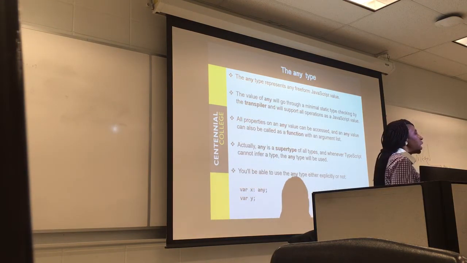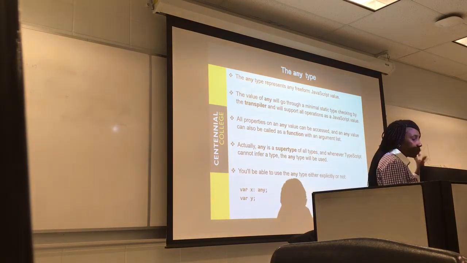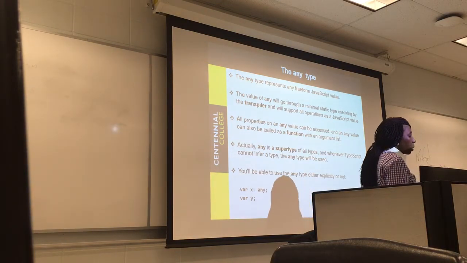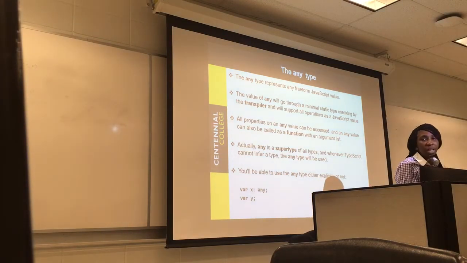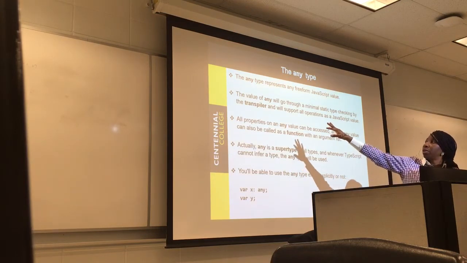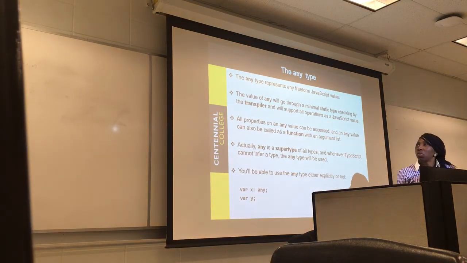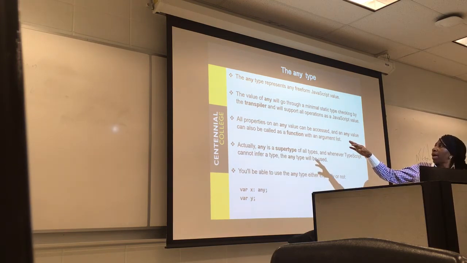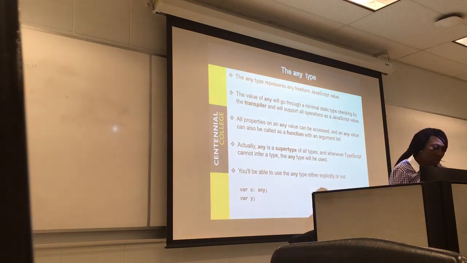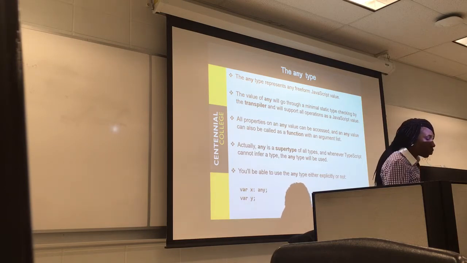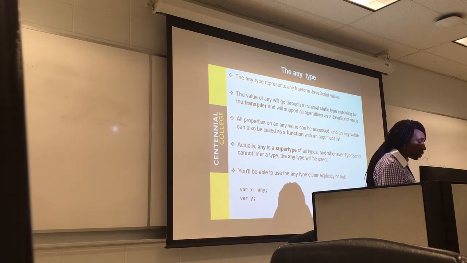So we also have what we call the any type. The any type represents any free-form JavaScript value. The value of any will go through minimal static type checking. So as the transpiler checks, it will support all operations as a JavaScript value. So we'll also see the any type and we will use it. All properties of the any value can be accessed, and any value can also be called as a function with an argument list. Right.